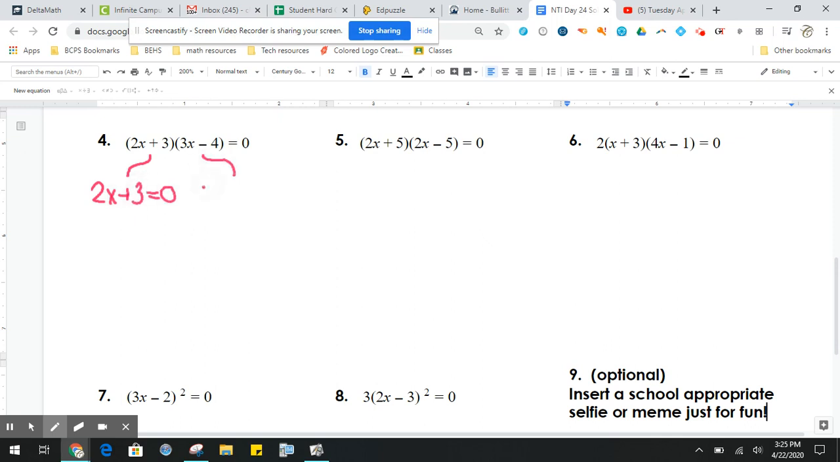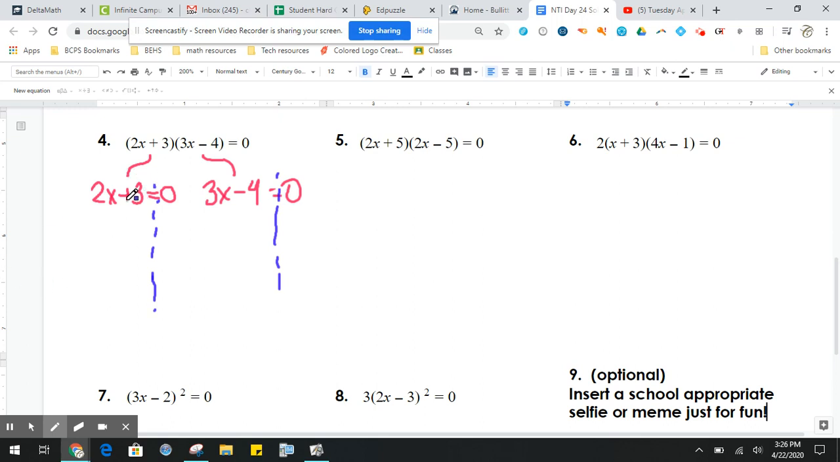Or the second one, 3x minus 4, might be 0. And then we're going to solve those problems. Those problems are like some of the ones you did yesterday, 2 steps. So we're going to use inverse operations, but these are going to take 2 steps to solve.